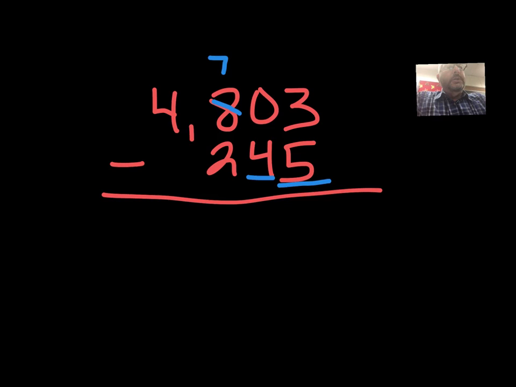My 8 is going to become a 7. For just one moment, my 0 is going to become a 10. And I'm going to borrow from it, changing it to a 9. Now I finally get over to my 3 where I need my number. I make that 13. And now I can do my subtraction.